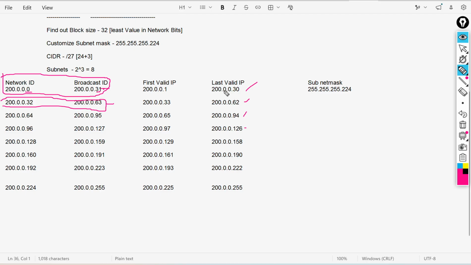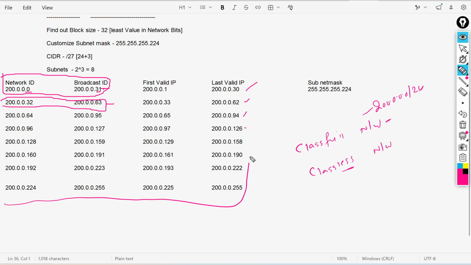Now here we need to understand two things. One is classful network. Another one is classless network. Classful network means default network. So the default network is what? 200.0.0.0/24. This is the default, right? So this is called a classful network. Classless network is nothing but these all. Whenever we do subnetting, that network is called classless. Simply say, if you use a subnet mask other than the default mask, that is called classless.